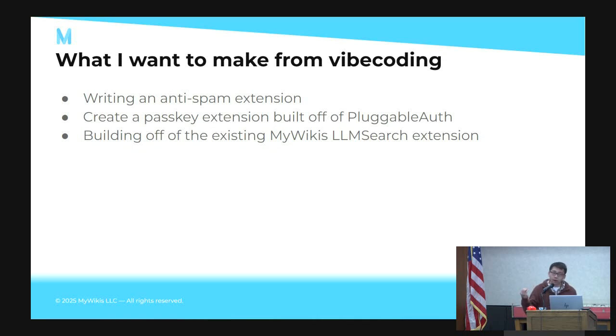So what do I want to make from vibe coding for MediaWiki? I have a few ideas, right? The first one is writing an anti-spam extension. I wonder when we talked about that. The second is creating a passkey extension built off of pluggable auth. So that's kind of a hybrid of building off of existing stuff, but it's a new code space. And then the third is straight up brownfield, as Yaron was mentioning, like it's building off of the existing MediaWiki's LLM search extension.